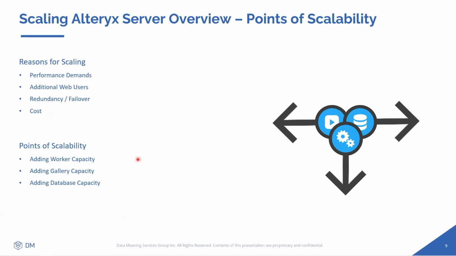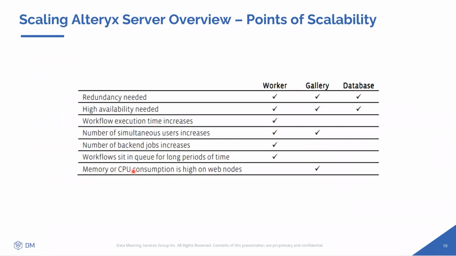The good thing here is that we have only 3 points of scalability. So for us to be able to solve all the problems that we might have in our environments, we can start by thinking about adding worker, gallery, or database capacity. Of course, each of those serves a purpose.